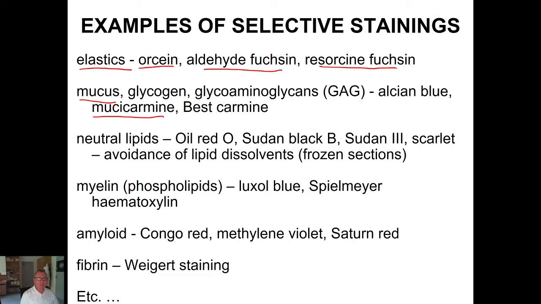Neutral lipids, we haven't got a specimen where special lipid staining was used, but you should remember that neutral lipids can be stained only in frozen sections, and the reason was already explained. Lipids are dissolved if we don't avoid lipid solvents. And then there are some other selective stainings used mostly in pathology.